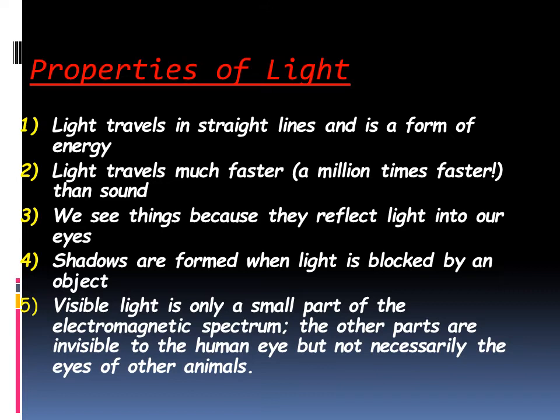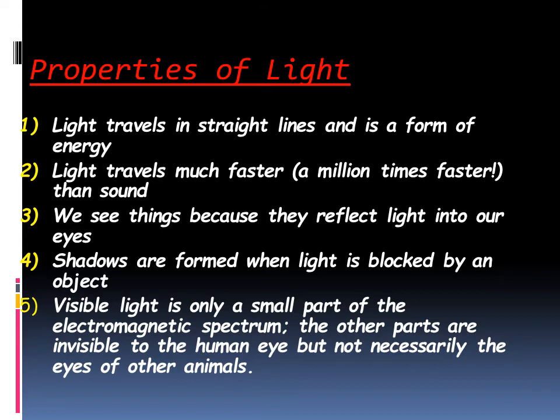Third, we see things because they reflect light into our eyes. Yes, the third one is also very much important. For the third property, we will discuss a few examples. As for example, we can see objects in daylight, we can see the bus, or the car, or we can see each other, because the light reflected from that object enters our eyes, and we can see that object.